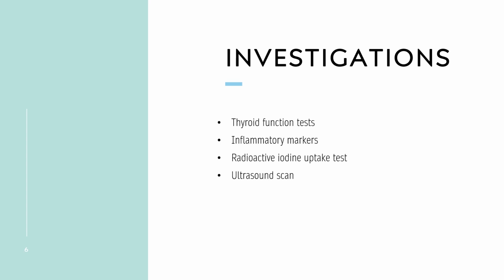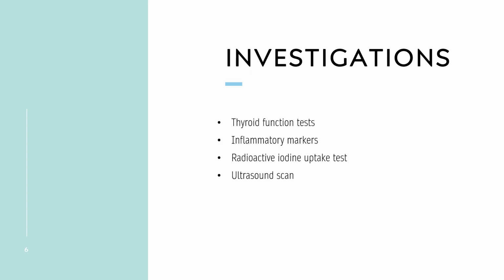In addition to these kinds of blood tests, you can do something called a radioactive iodine uptake test. So if the thyroid gland is taking up a lot of iodine, that again suggests that potentially it is hyperactive, that the person potentially has hyperthyroidism.